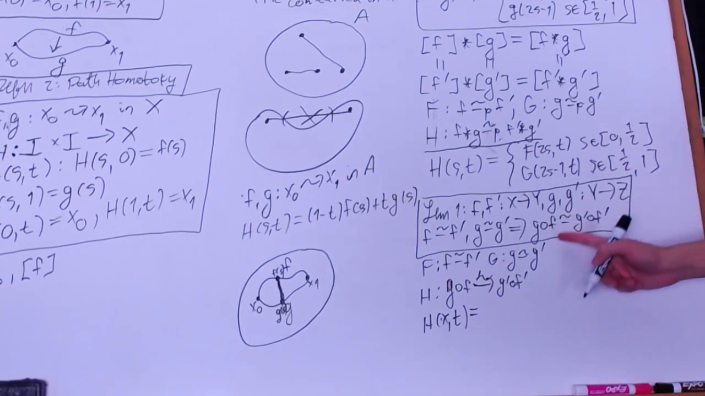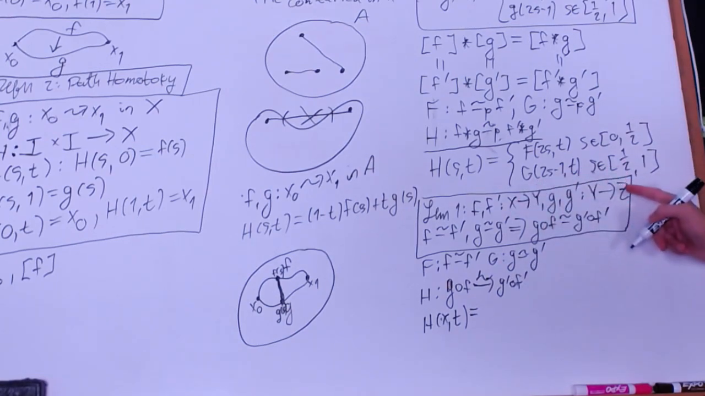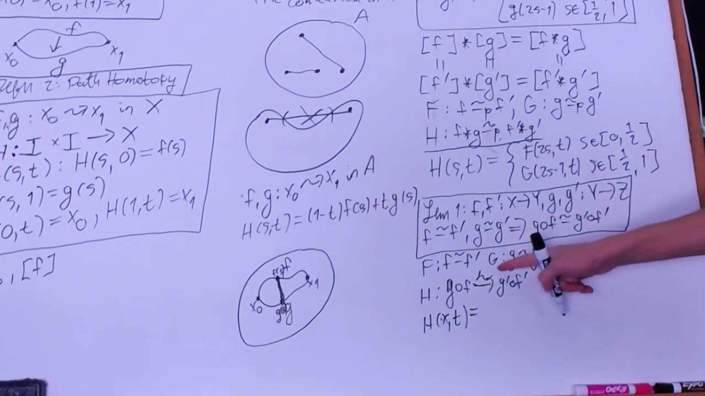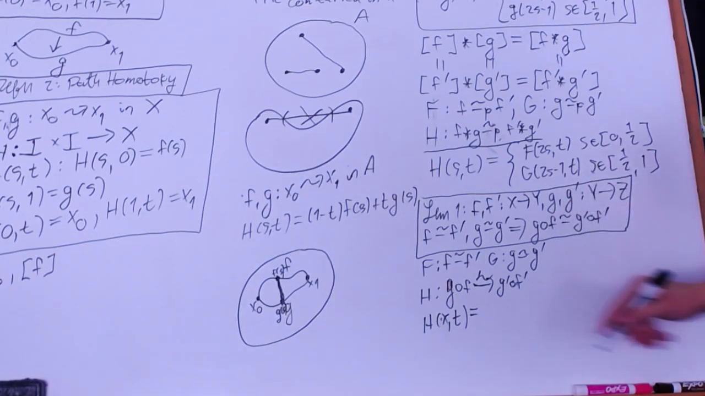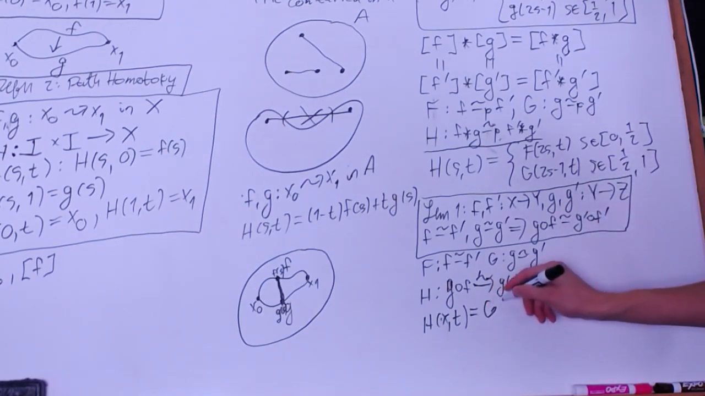So this composition will be a function from x to z. Basically meaning we want to end up in z. So what function do we know already ends up in z? Well, g does, because g is a homotopy between g and g prime. And so I think we should just do g first.